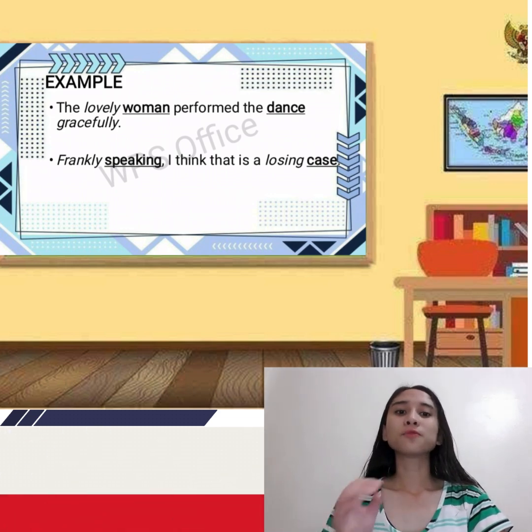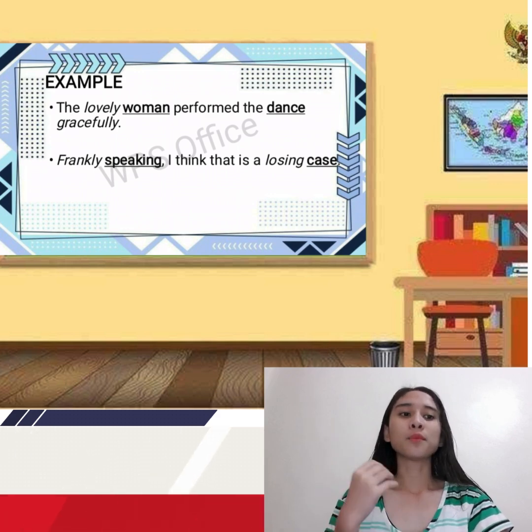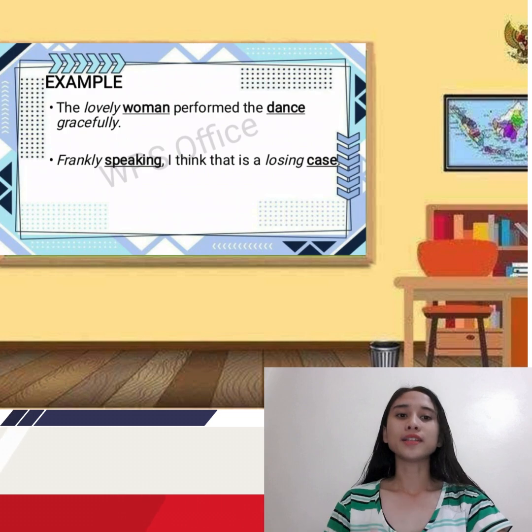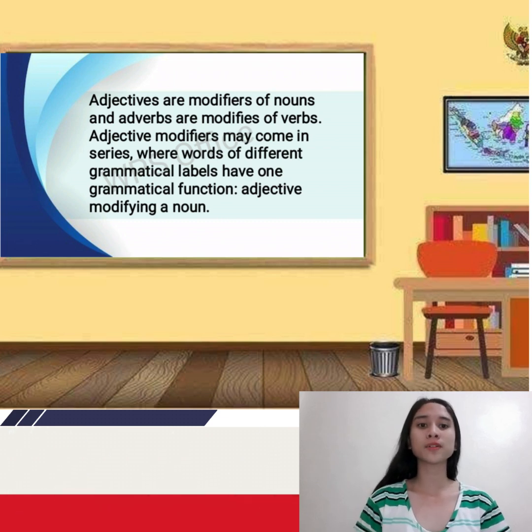Second example: frankly speaking, I think that is a losing case. Our heads in there are the words speaking and case, while our modifiers are frankly and losing. So here we have the adjective as the modifier of a noun and the adverb as the modifier of a verb. Adjective modifiers may come in series, where words of different grammatical levels have one grammatical function.